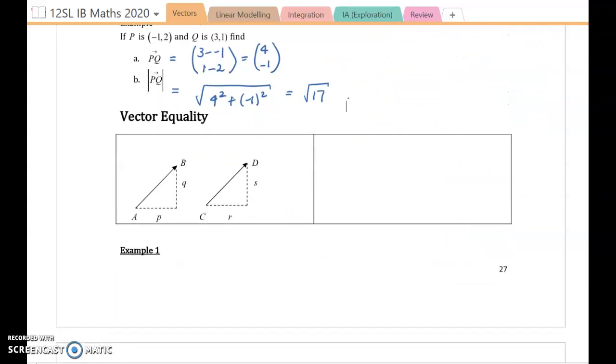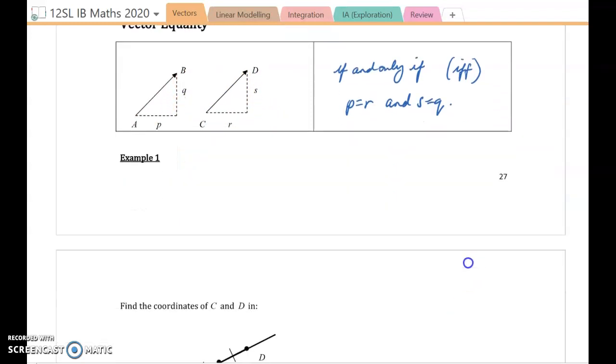This second part, vector equalities. You know that vector AB would be the same as vector CD if and only if, and we write if and only if as IFF as well in maths, which is an official way of writing if and only if, P equals R and S equals Q. So if this length and this length are the same and these are the same, then there's no way that these two vectors can't be the same or equal.